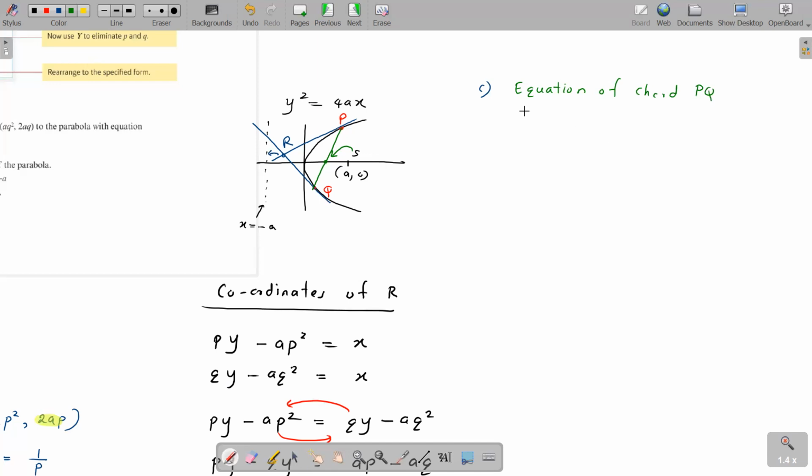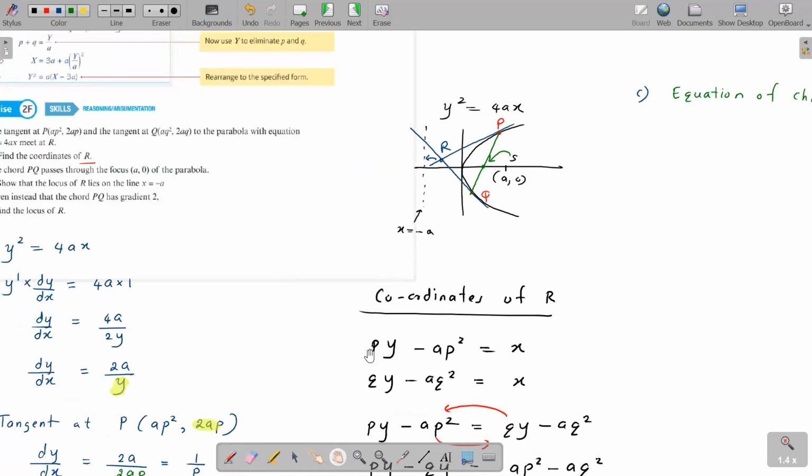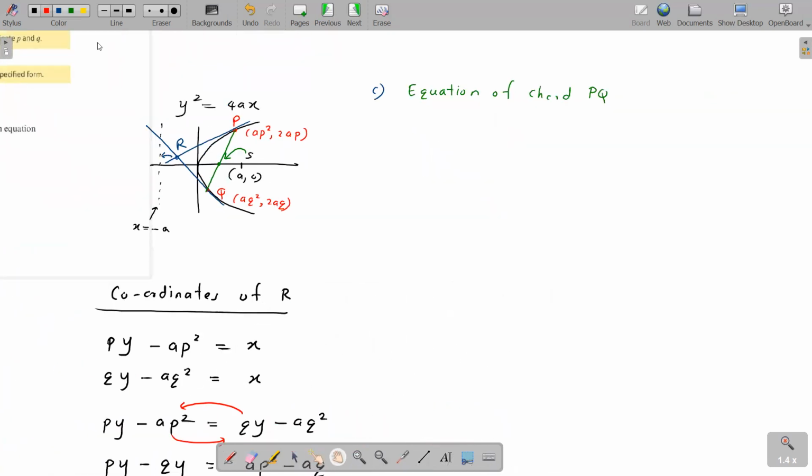To find the equation of a line, we must first find the gradient. So I think we have our two points, right? Point P is (AP square, 2AP). Point Q is (AQ square, 2AQ). Is that okay? So let's get the gradient. The gradient of the chord PQ is what? How do we get the gradient?